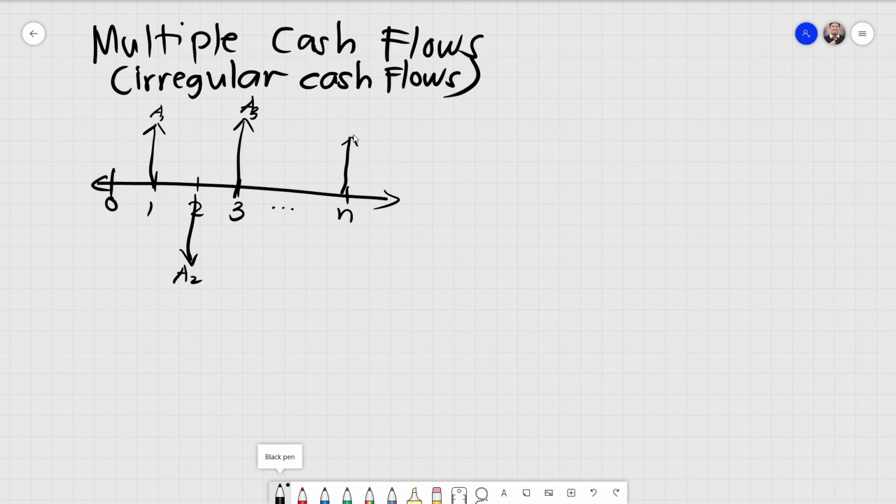So itong mga cash flows natin ay hindi equal. So it can be the case that A sub 1 is not equal to A sub 2, is not equal to A sub 3, is not equal to up until A sub n. So kaya siya tinawag na irregular cash flow. So paano kukunin yung present value as well as the future value of these kinds of scenario? So yan yung pag-uusapan natin today.